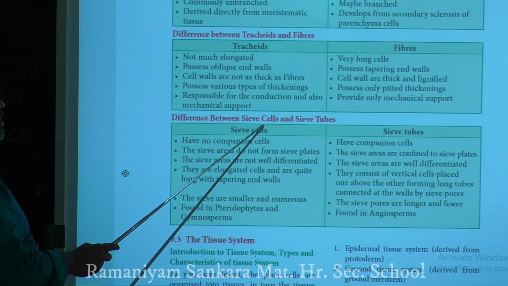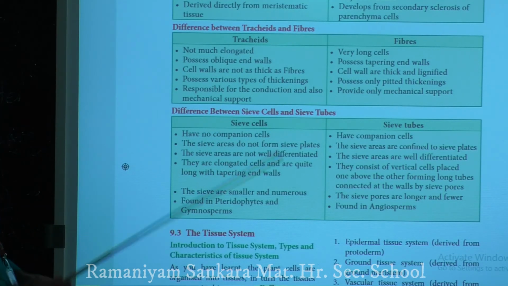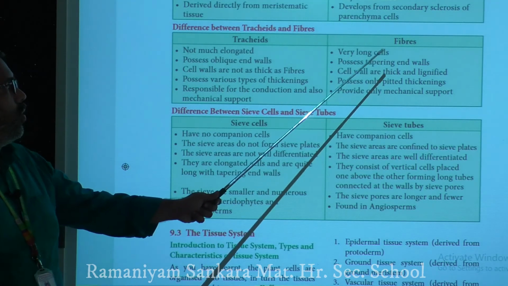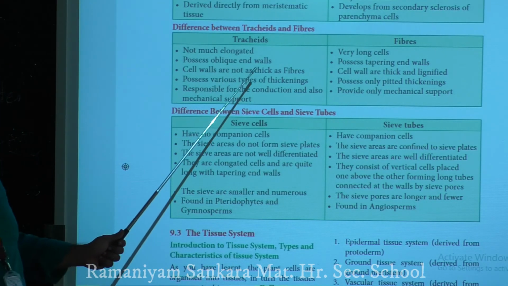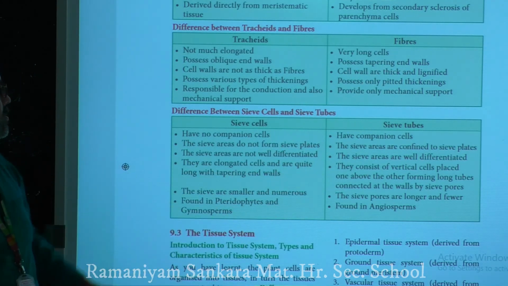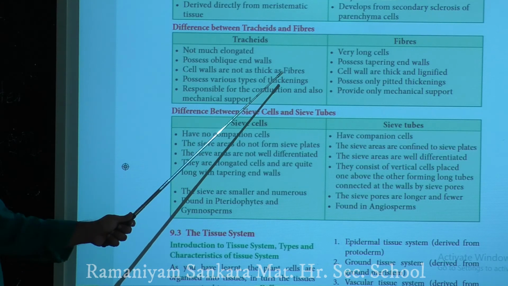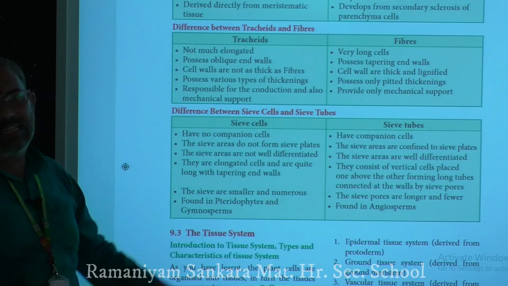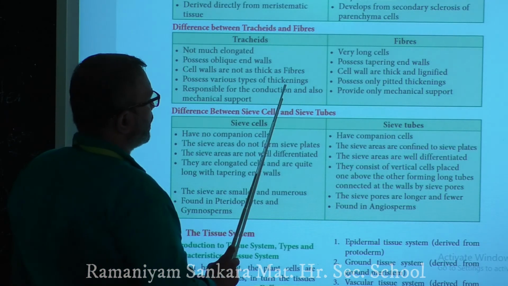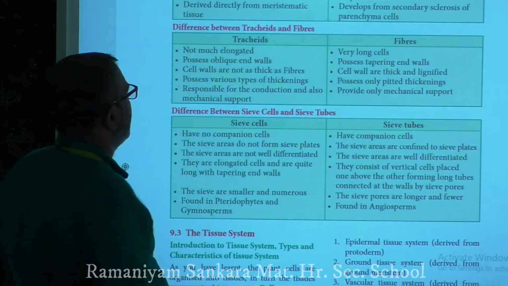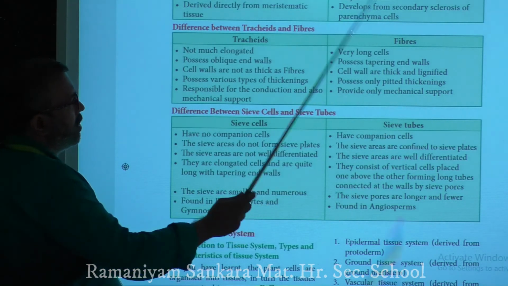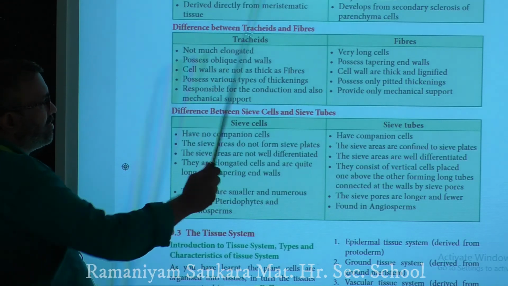Next one, difference between tracheids and fibers. Tracheids are not much elongated; fibers are very long cells. Tracheids possess oblique end walls; fibers possess tapering end walls. Tracheid cell walls are not as thick as fibers; fiber cell walls are thick and lignified. Tracheids possess various types of thickening; fibers possess only pitted thickening. Tracheids are responsible for conduction and also mechanical support; fibers provide only mechanical support. That is the difference between tracheids and fibers.